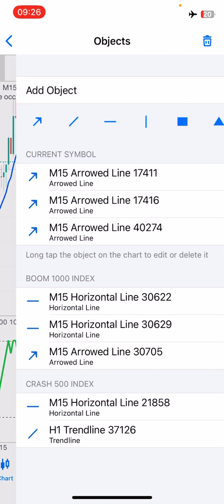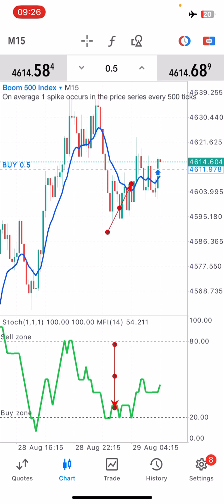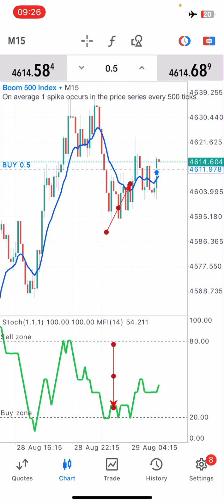So your two conditions would be, you wait for the green line to be at your buy zone, and then you also wait for candlesticks to cross to be above your blue zone or your blue line.